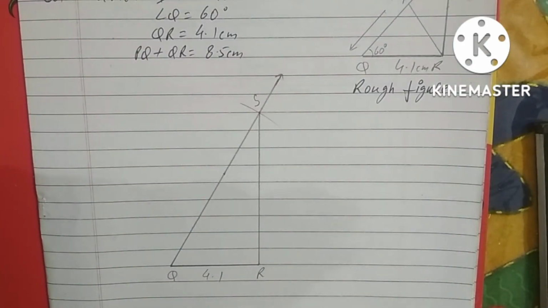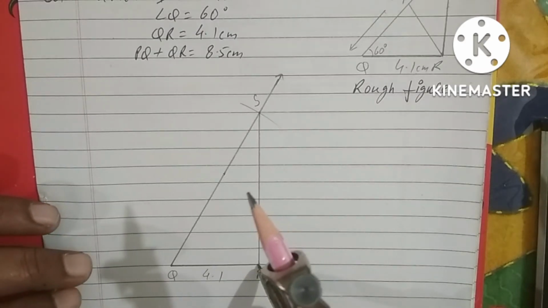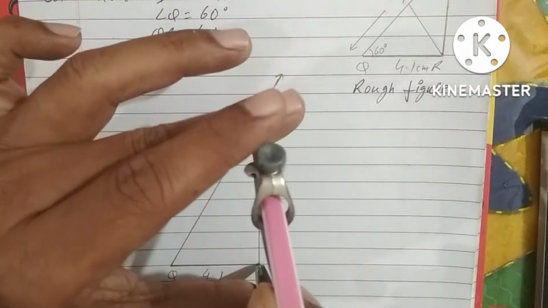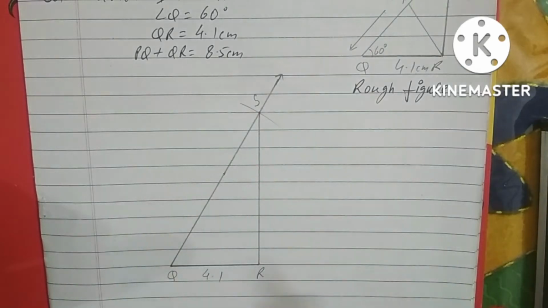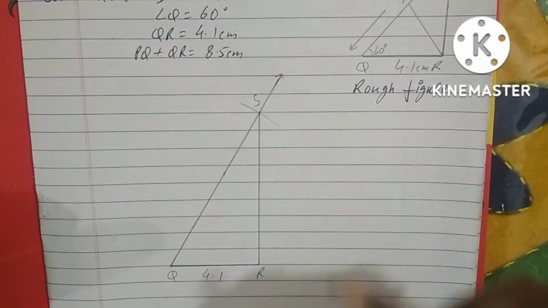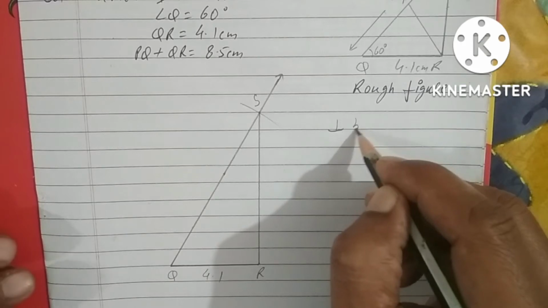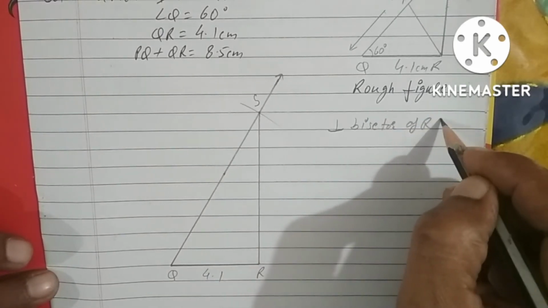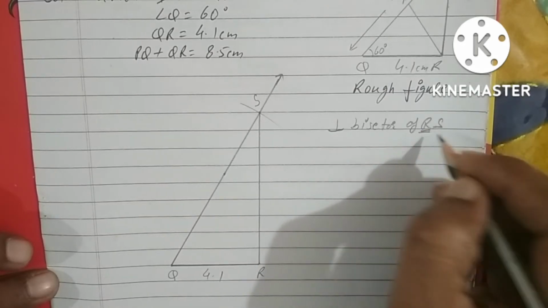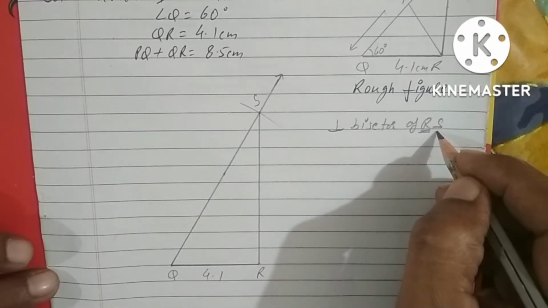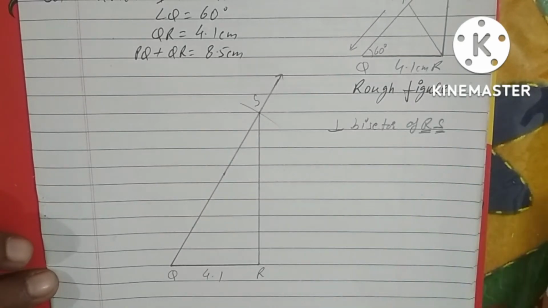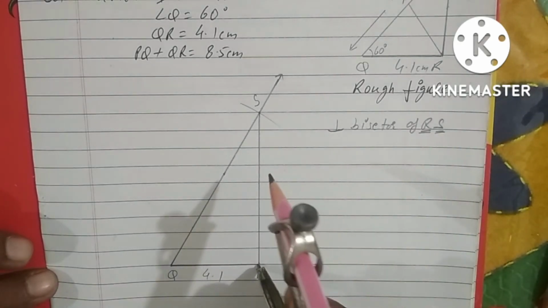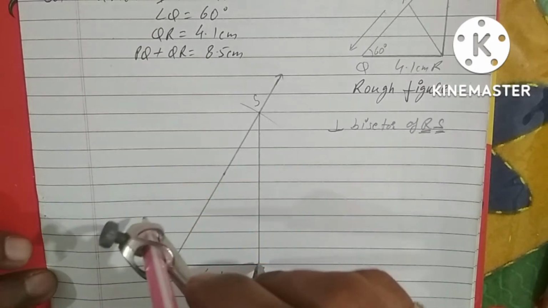Fine. Now what are we going to do? We're going to construct the perpendicular bisector of RS. For this, we need to follow very simple steps. See, I will write perpendicular bisector of RS. Why am I putting stress? Because I'm going to put the compass one time here, one time here, that is R and S, with more than half the radius. So as you can see, I have taken more than half the radius.